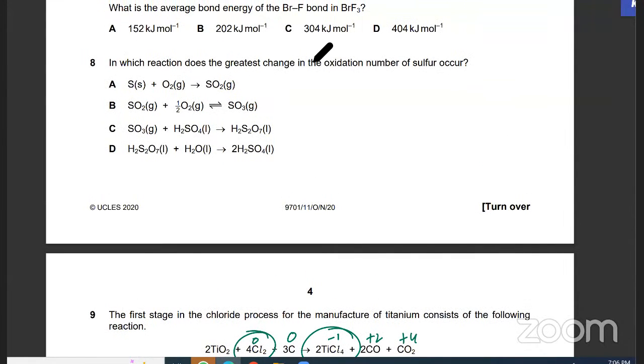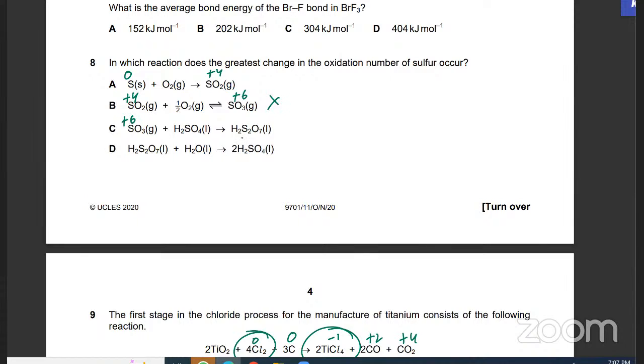In which reaction does the greatest change in oxidation number of sulfur occur? So +6. This is 0, this is +4, right? So this one is +4 and +6. So that's gone. This is +6.